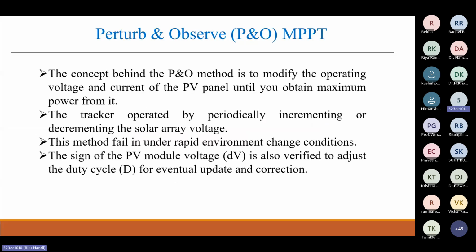So we'll go for the Perturb and Observe method of MPPT. The concept behind the P and O method is to modify the operating voltage and current of the PV panel until you obtain maximum power from it. The tracker operates by periodically incrementing and decrementing the solar array voltage. This method fails under rapid variation of the environment. Suppose cloudy weather is coming; at that time the method fails. The sign of the PV module voltage is also verified to adjust the duty cycle for eventual update and correction.